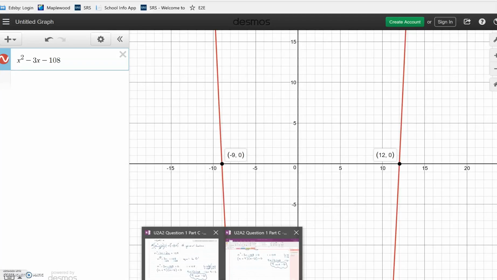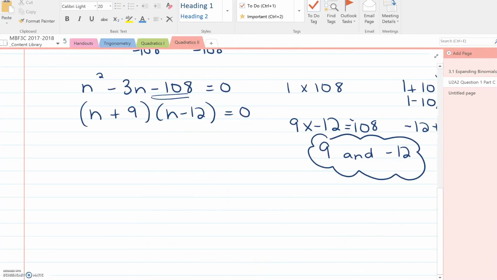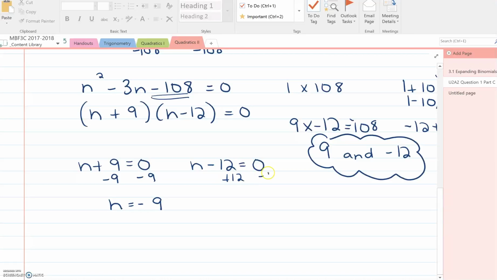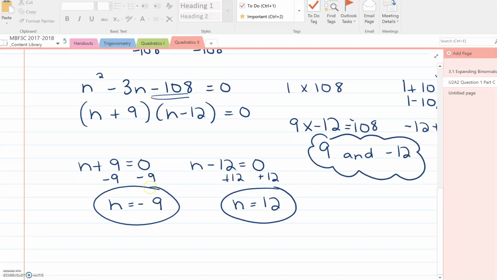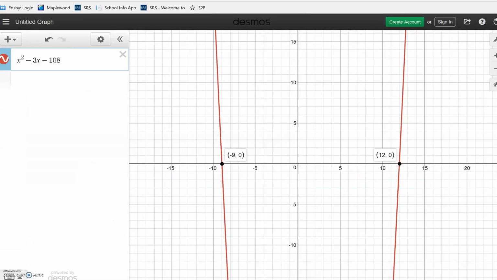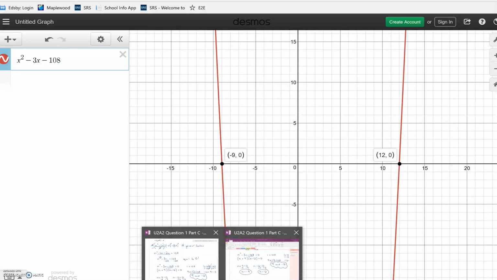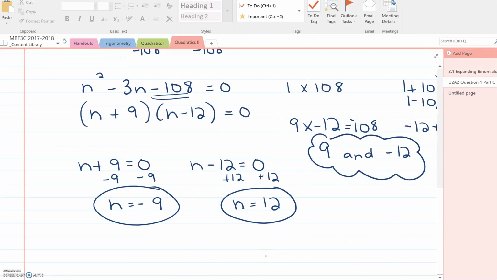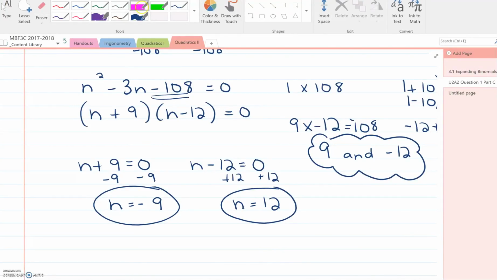So if you look at our work, we kind of did the opposite there, but we need to find what the n values are. So what you do at this point, you put n plus 9 equal to 0, and you put n minus 12 equal to 0. To cancel out the plus 9, you subtract 9 on each side. To cancel out minus 12, you go plus 12 on each side. So I have the same answer as Desmos. It just took me a few extra steps. So I would recommend using Desmos to find these solutions. Just don't forget to have your solutions very clear. I've circled them so they're extremely clear. And maybe what I'll do is just kind of highlight just to make it doubly clear.